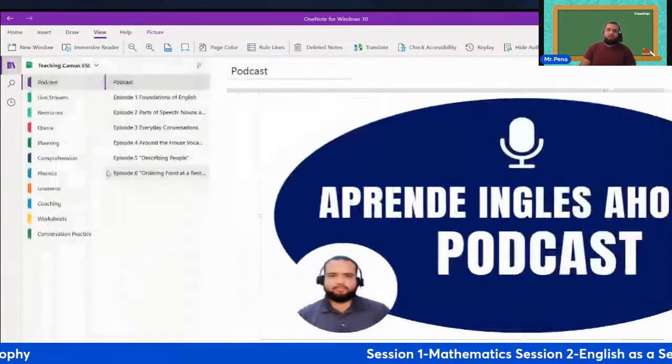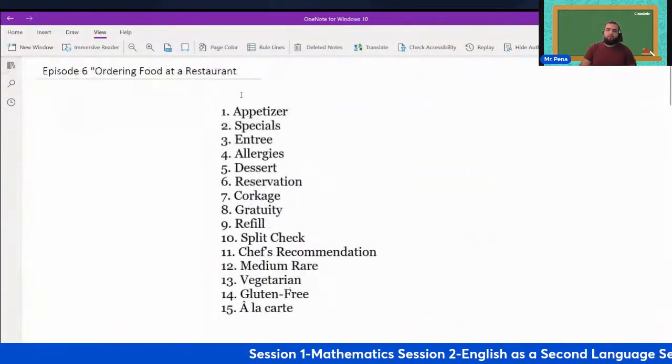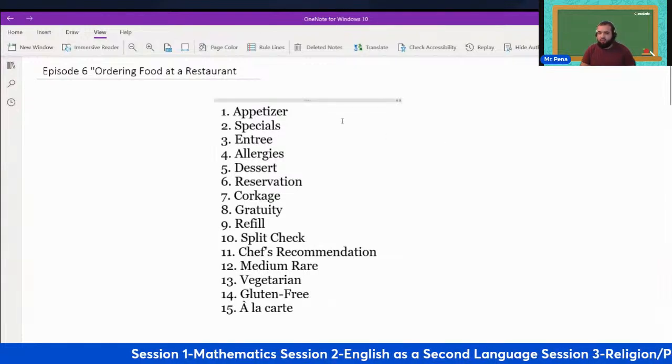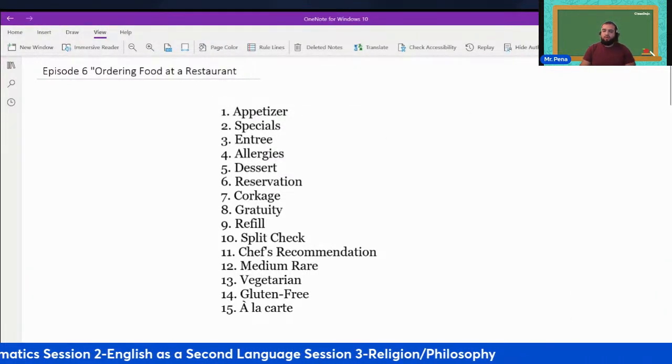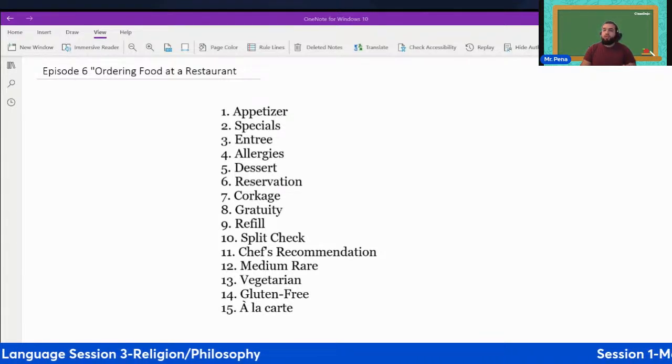Now, let's get on to today's topic. Ordering food at a restaurant. Here are 15 vocabulary words. I'm going to say them out loud, and then you feel free to repeat them after me.